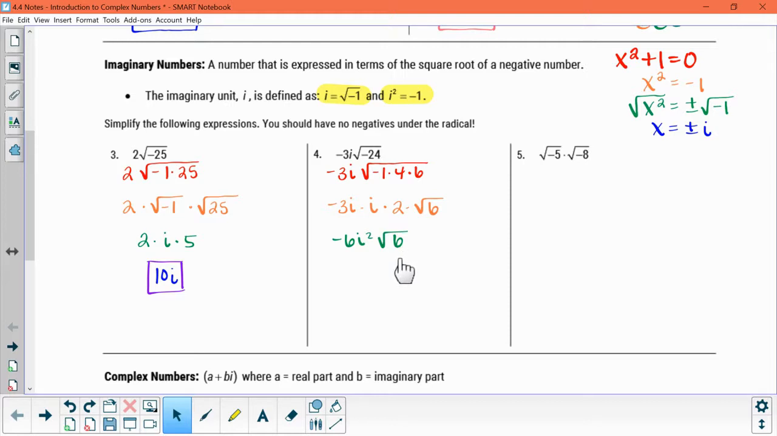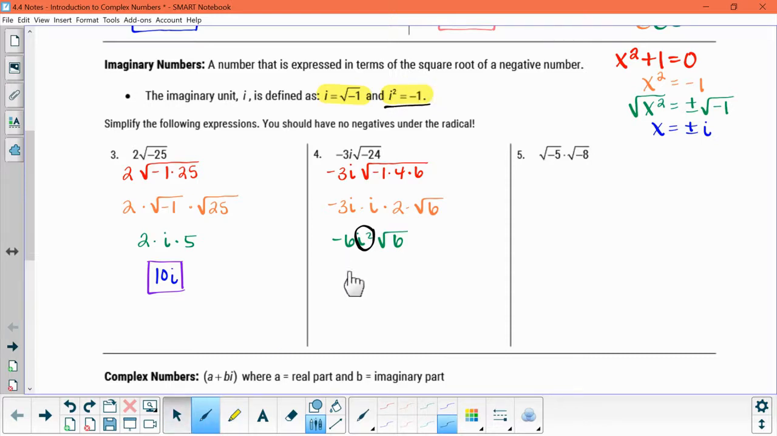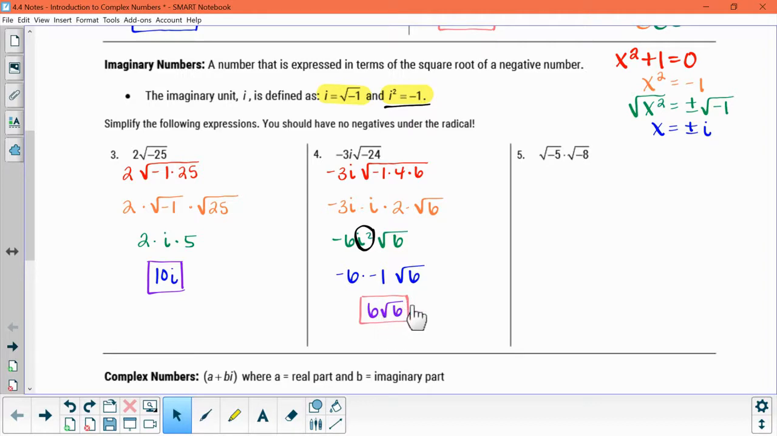Now you are almost done, but I do want you to remember that we have a rule. If I see i squared, I should be replacing it with -1. So what I'm going to do is end up with -6 times -1 square roots of 6. -6 times -1 is +6 square roots of 6 as my final answer.